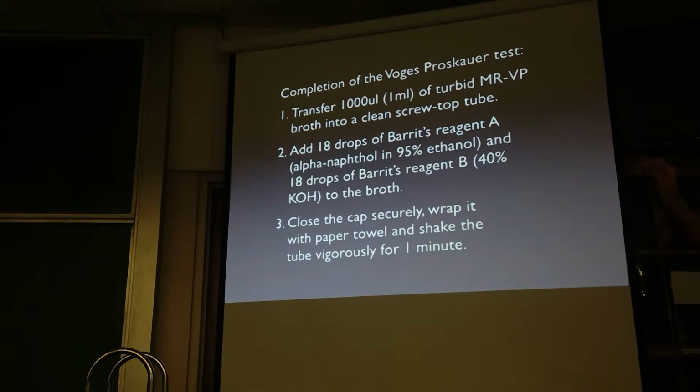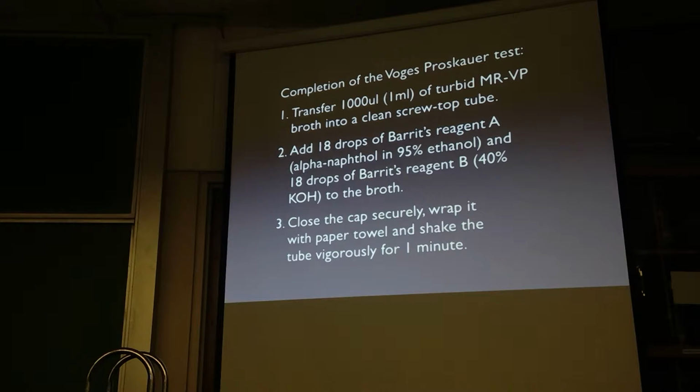So you're going to put 18 drops of Barrett's A and 18 drops of Barrett's B into the tube where you put your culture. It really doesn't matter what order you put them in as long as you put them both in there. And then you're supposed to close that screw top tube so that it won't leak. The screw top tubes had cork inside the cap. It used to be waxed so that when you screwed it down tight, it was watertight. They've been through the autoclave so many times now, there's no wax left. That's why this says wrap it with a paper towel.